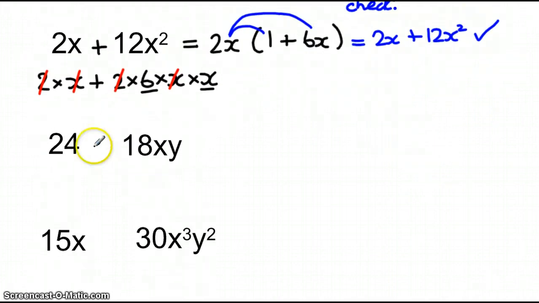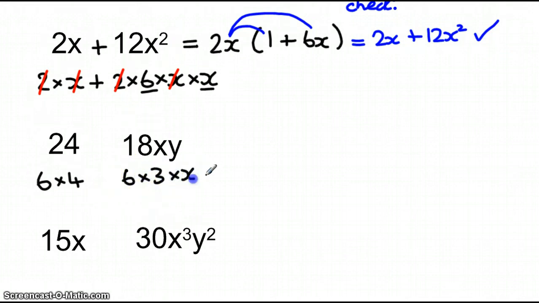Let's try it with the next one. So first of all, I'm going to be asking what goes into both 24 and 18. I hope you've all thought of 6. So let's factorise 24, where one of the factors is 6. And let's do the same with 18, and then that's times x and times y. For this one, I'm going to put a minus in between. I'm going to do 24 minus 18xy.